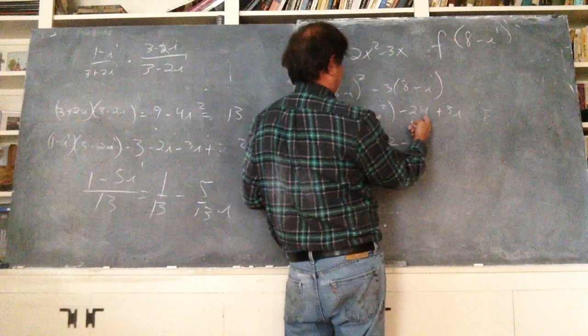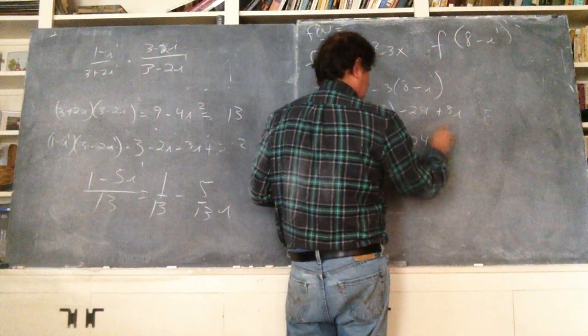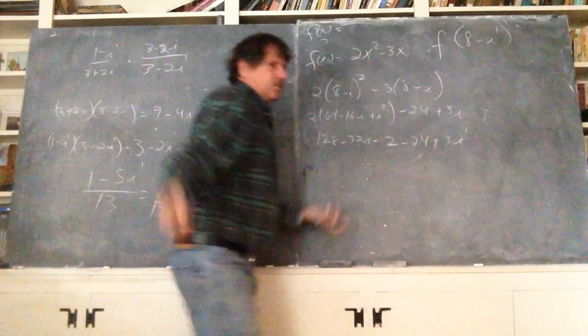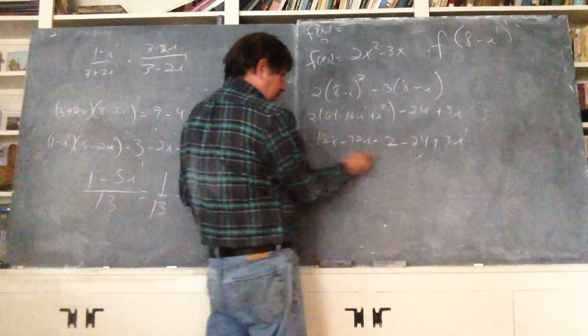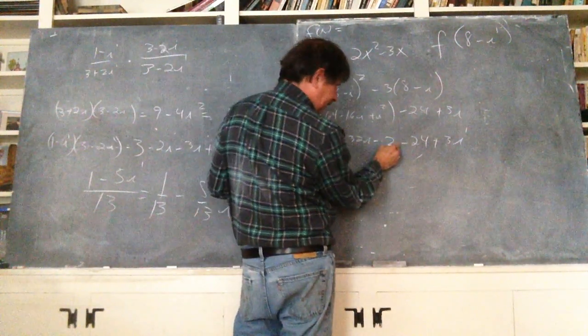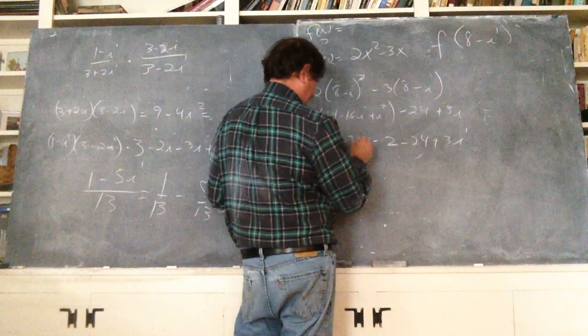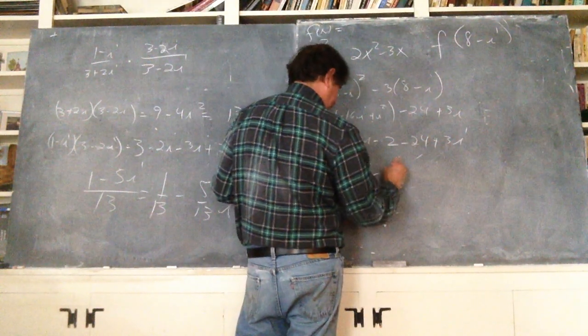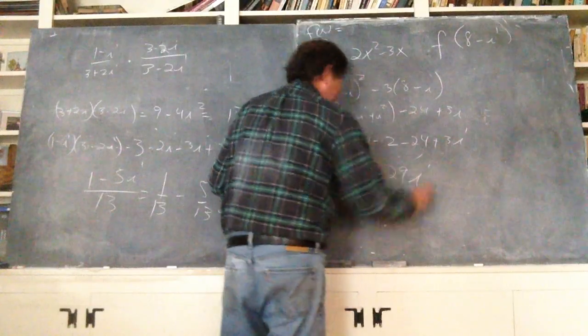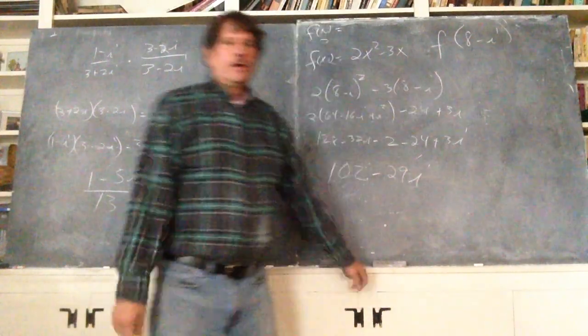Minus, what is that? 24 plus 3i. Okay, we're just grouping some terms here. 128 minus 2 is 126. Minus 24 is 102, I think. Minus 32 plus 3 minus 29. Function value 8 minus i. May as well do the last.